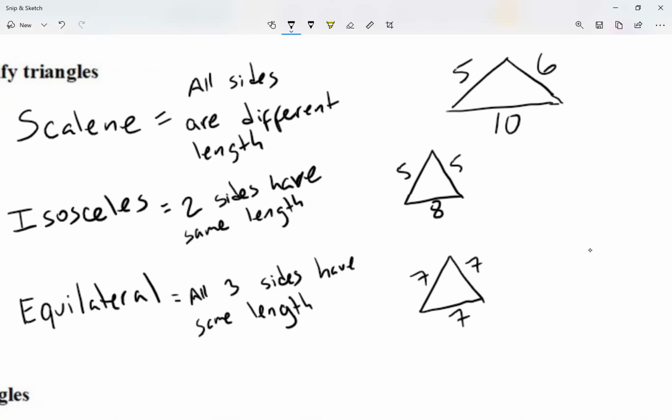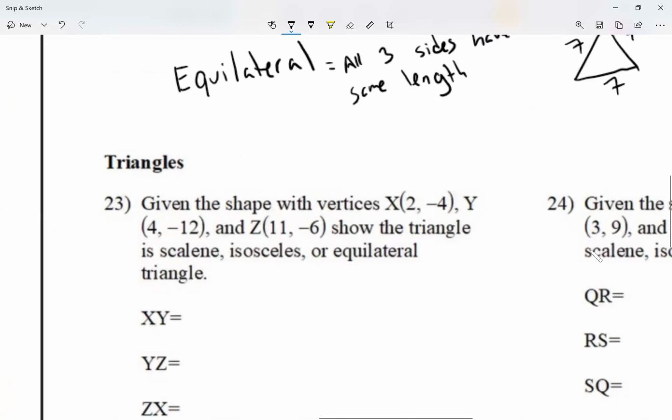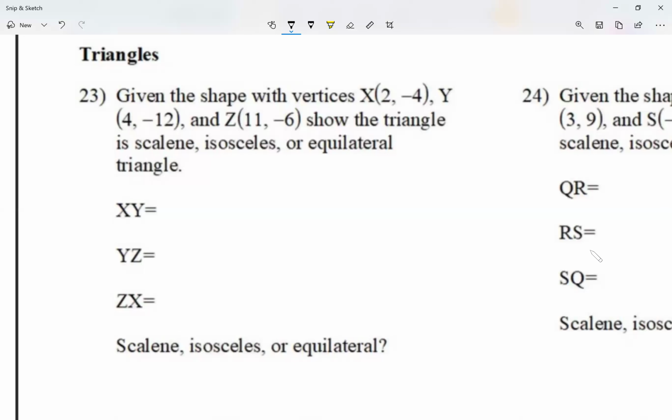I could easily give you guys triangles with the measurements and make that, what, a sixth grade level? But we're not in sixth grade. We're in high school. So we're actually going to prove stuff. So now here, given the shape with the vertices, it gives me three corners. The corner X, the coordinates are 2, -4. The coordinates of Y are 4, -12. The coordinates of Z are 11 and -6. Now here it says show. It doesn't say tell. Show the triangle is scalene, isosceles, or equilateral.